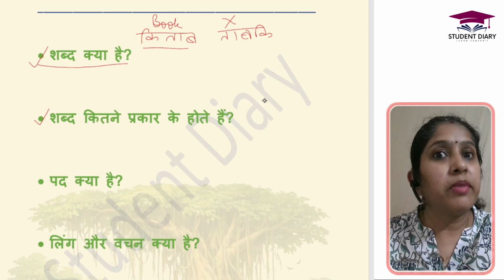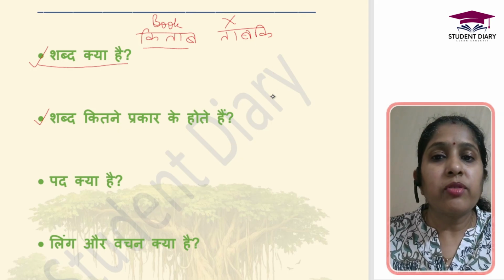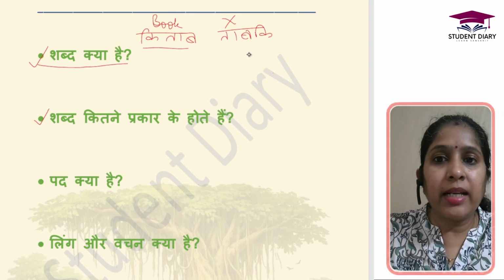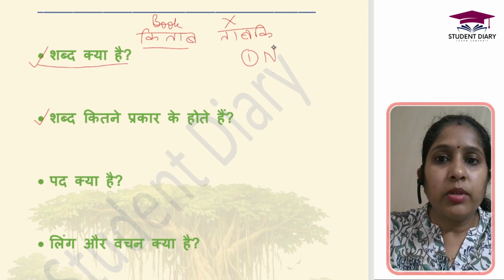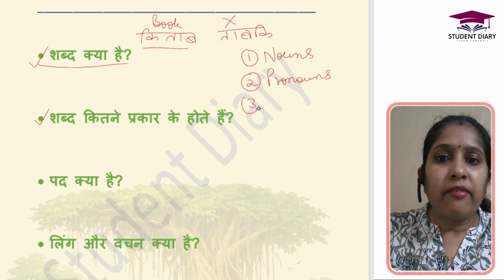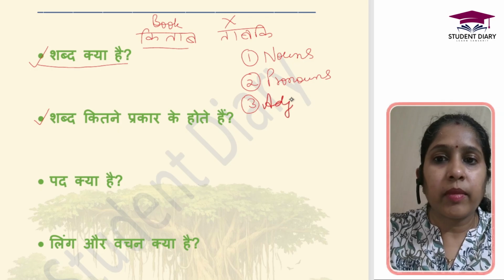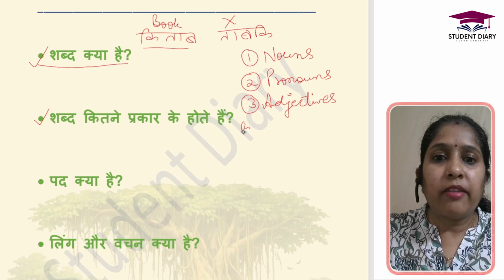शब्द कितने प्रकार के होते हैं, means how many types of words do we have? So like in English, we have parts of speech, right? So what all are there? We have nouns, correct? I hope everyone knows that. Then we have pronouns, correct? Then we have adjectives. Then we have verbs.